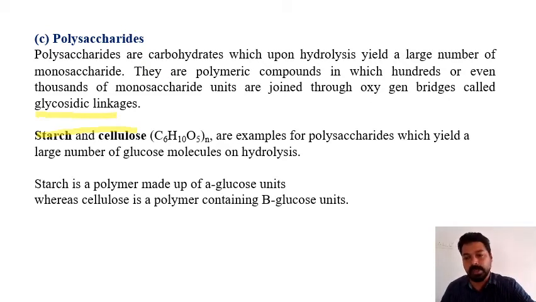Starch and cellulose are comprised of a large number of glucose molecules. When starch or cellulose is hydrolyzed, they give a number of glucose monosaccharides. They are made up of n glucose molecules bridged by glycosidic linkages. Starch is a polymer made up of alpha glucose units, whereas cellulose is made up of beta glucose units.